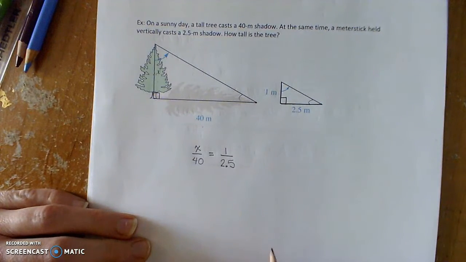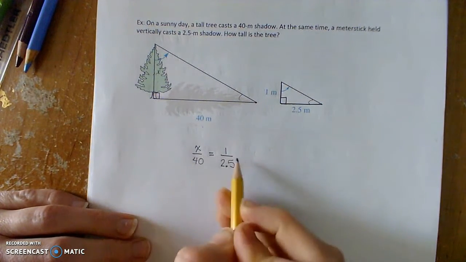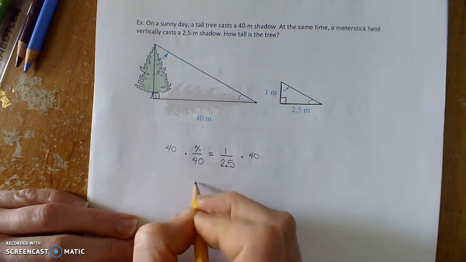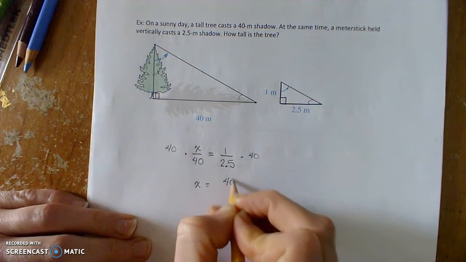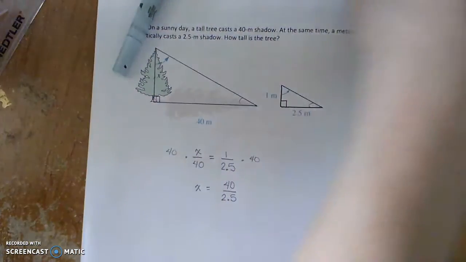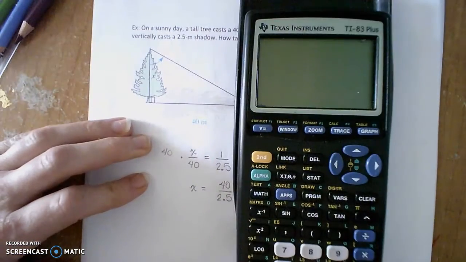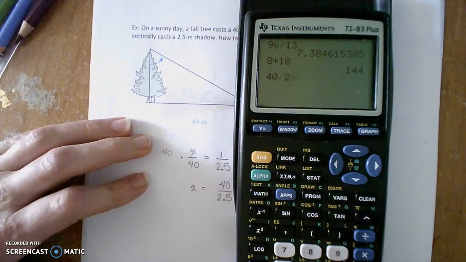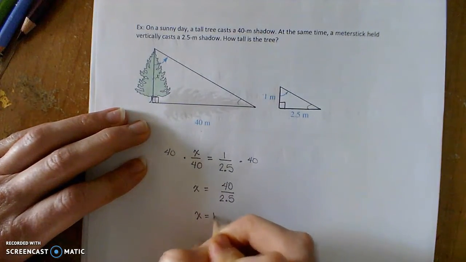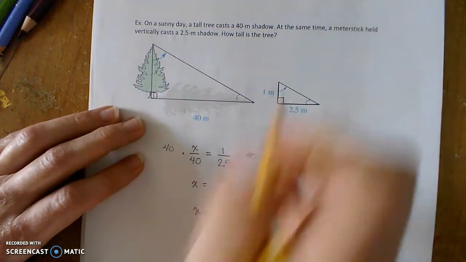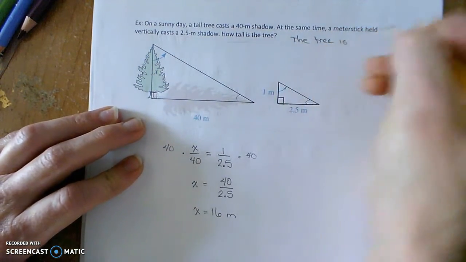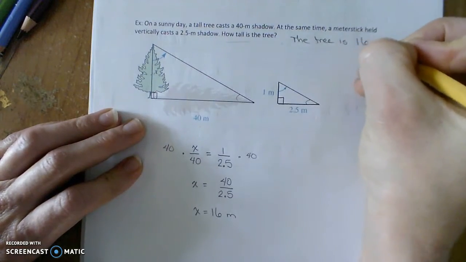All right, so let's go ahead and solve for x. I'll multiply both sides by 40. So I get x equals 40 over 2.5, which is 16. So how tall is the tree? The tree is approximately 16 meters tall.